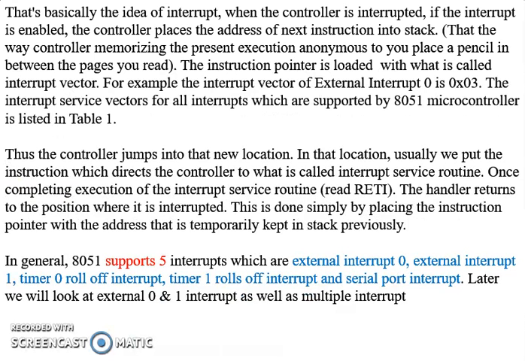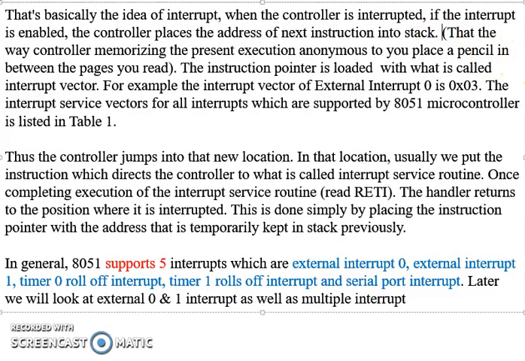Let's look at another example of interrupt and see the basic idea. The basic idea here is that when an interrupt occurs and is enabled, the microcontroller will place the address of the next instruction into the stack. That means whenever it is doing something, the instruction that the microcontroller is doing at the current moment is placed into the stack. That way, the microcontroller will memorize the present execution, analogous to you placing a pencil between the pages you read, like our earlier example.